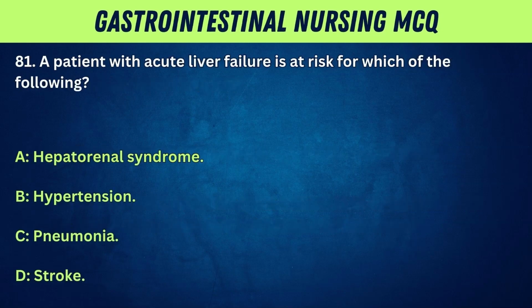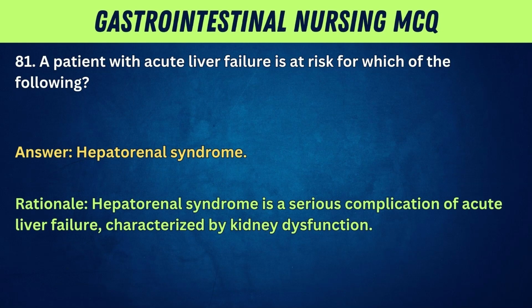81. A patient with acute liver failure is at risk for which of the following? A. Hepatorenal syndrome. B. Hypertension. C. Pneumonia. D. Stroke. Answer: Hepatorenal syndrome. Rationale: Hepatorenal syndrome is a serious complication of acute liver failure characterized by kidney dysfunction.